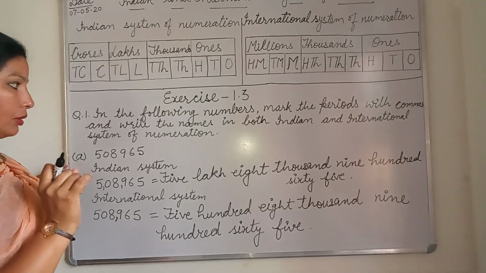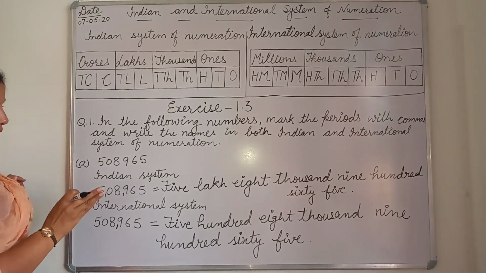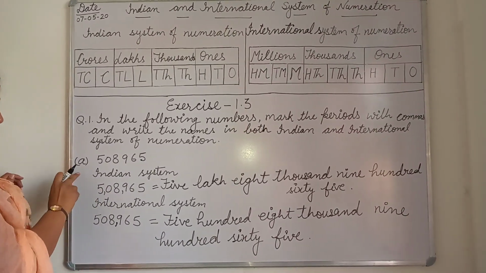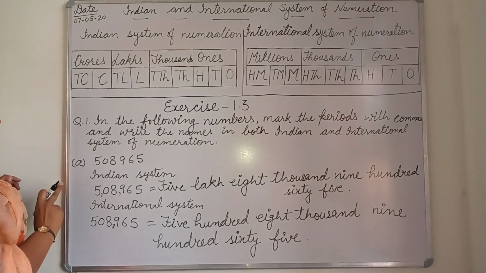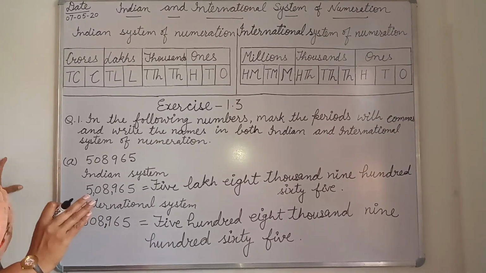So first question, A part I solved here. B, C, D you should solve yourself like this in the odd questions. In both systems, you write Indian also and international also in all parts.